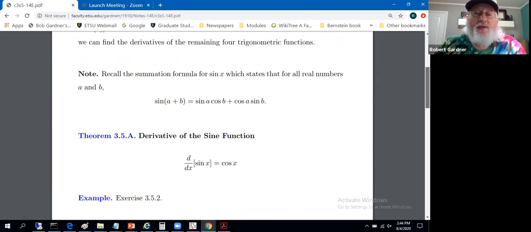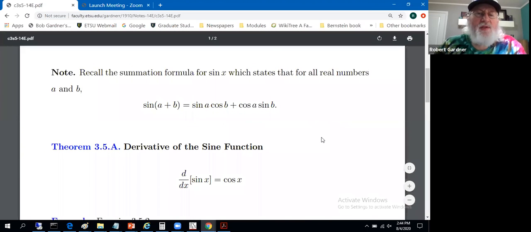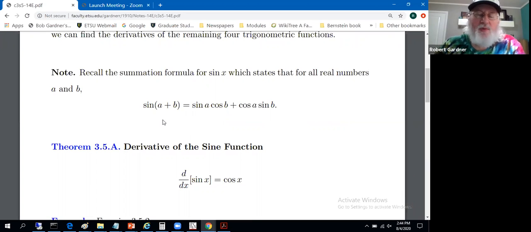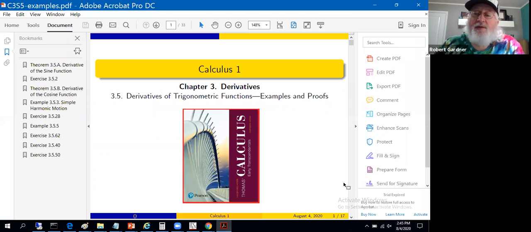Let's recall, just in case this ain't on the tip of your brain, the summation formula for sine, established in pre-calculus somewhere. I think it's probably mentioned somewhere in chapter 1 also. The sine of a plus b is the sine of a times the cosine of b plus the cosine of a times the sine of b. Okay, summation formula for sine, it's from your past. We're going to use that along with those two limits just mentioned to show that the derivative of the sine function is cosine. Derivative of sine is cosine. Let's establish that.